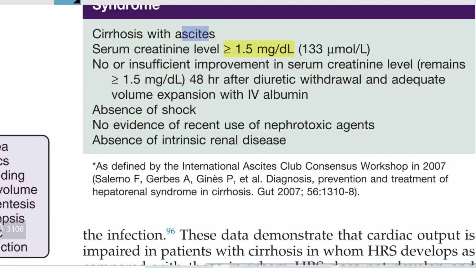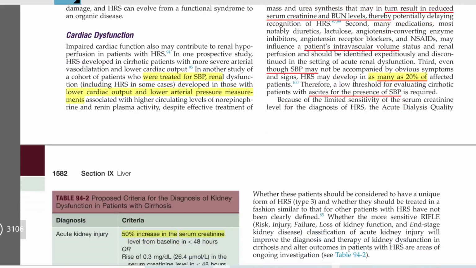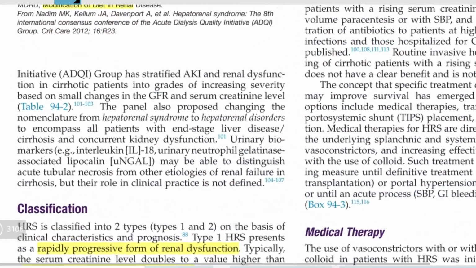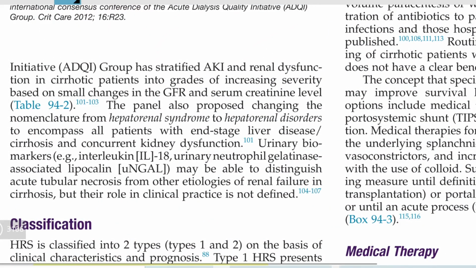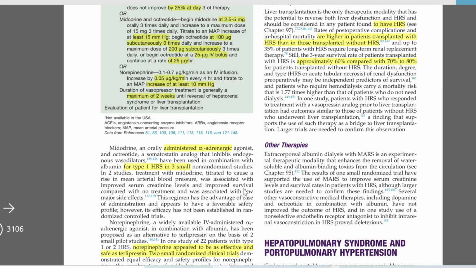So, cirrhosis with ascites, serum creatinine more than 1.5 milligrams per deciliter, no or insufficient improvement in the serum creatinine level 48 hours after diuretic withdrawal and adequate volume expansion with IV albumin, absence of shock, no evidence of recent use of nephrotoxic drugs, and absence of intrinsic renal disease. This is how we diagnose it.